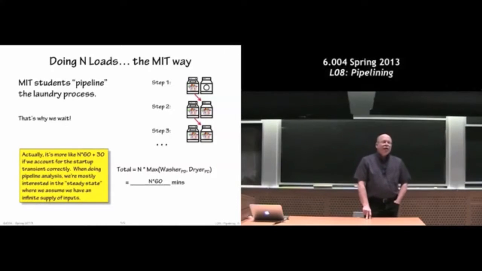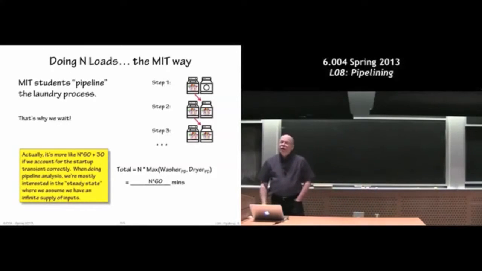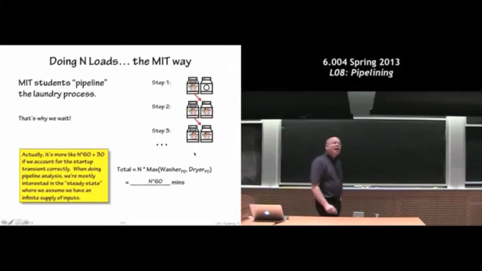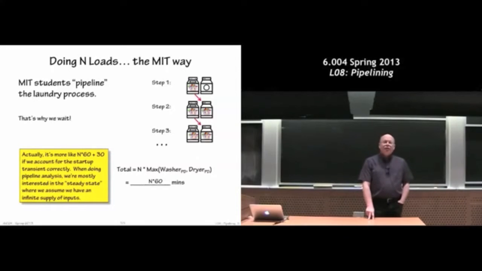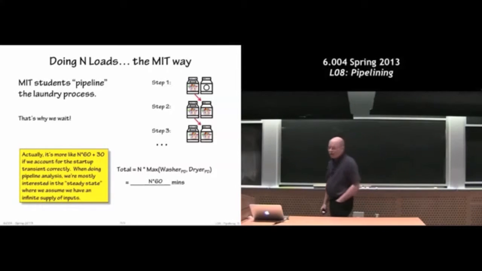But in general, in discussing pipelining, we're interested in the steady state throughput, assuming that we have an infinite supply of inputs. In the steady state, how much processing are we doing? If we had an infinite supply of laundry, then we would basically be seeing a dry load of clean laundry coming out of the dryer every 60 minutes. And the fact that there's this weird startup transient when the dryer is idle becomes less important when you're doing the analysis in the steady state.